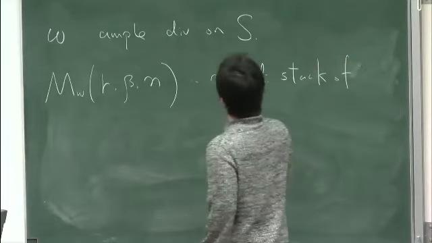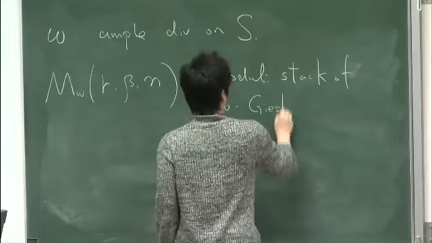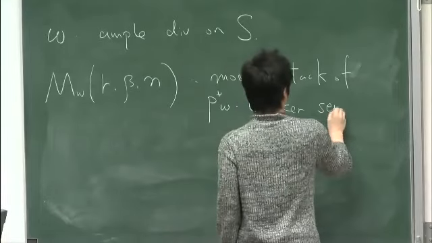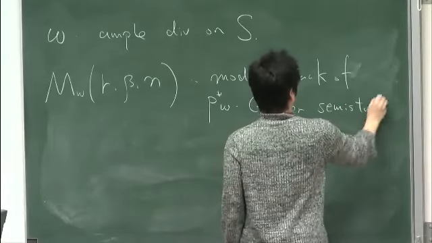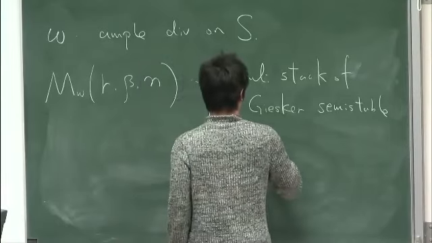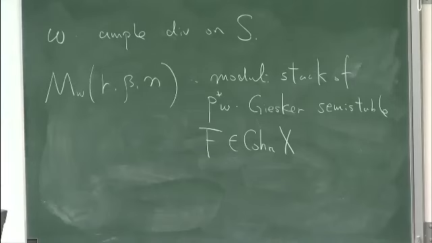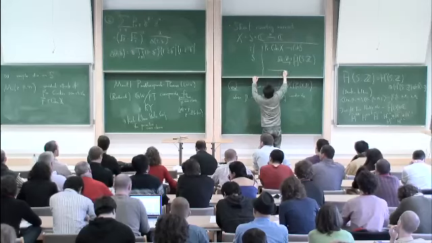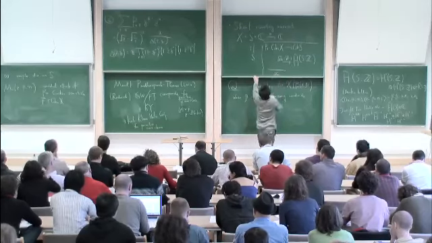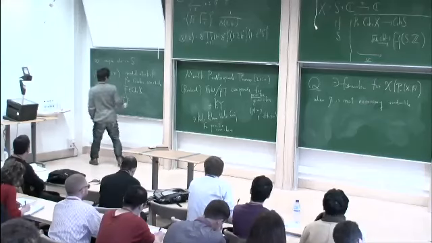of pulled-back omega semistable sheaves on X, and with, sorry, I should write that. I denote this composition by small v. So this is denoting the Mukai vector. So this Mukai vector is equal to (r, beta, n).